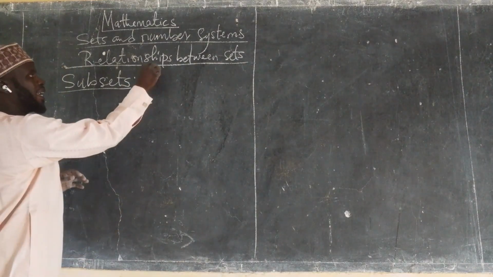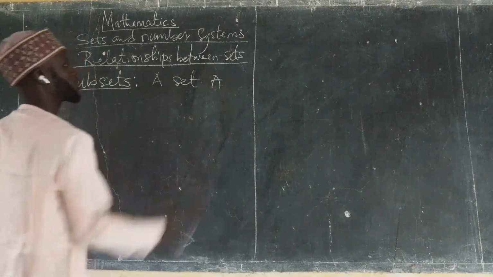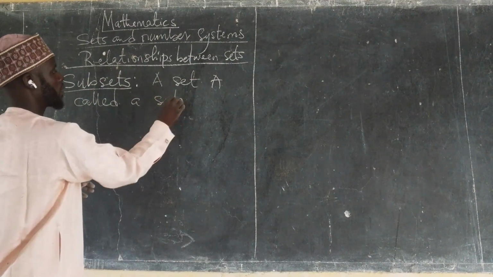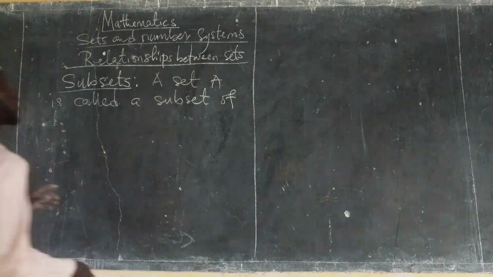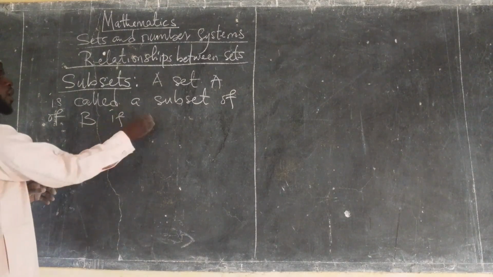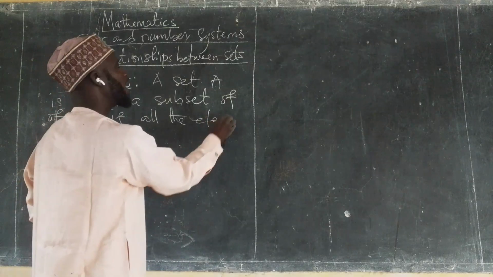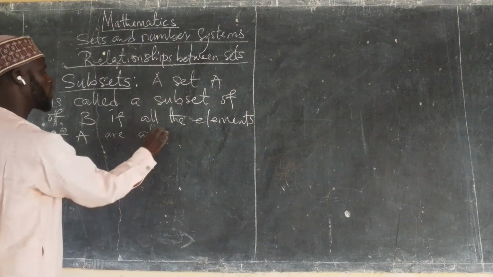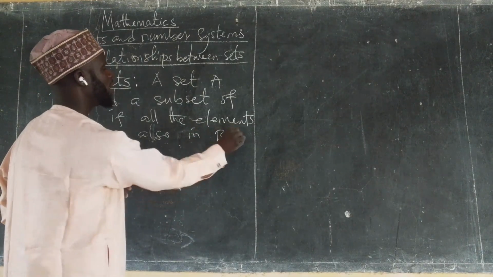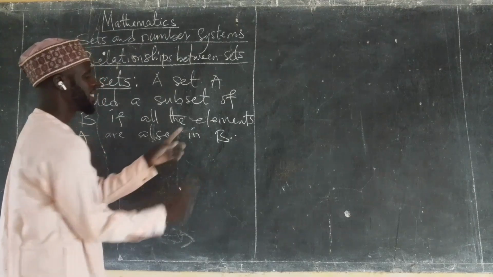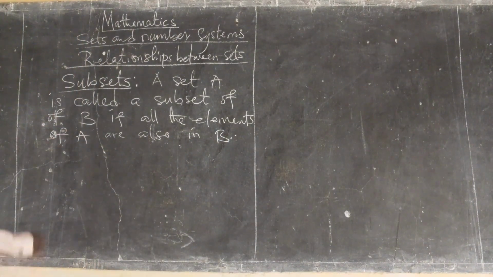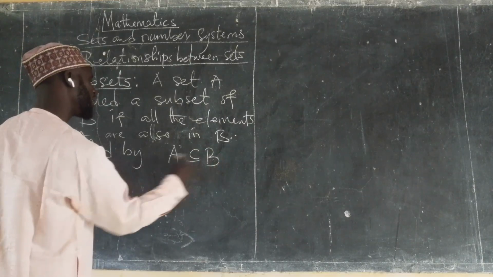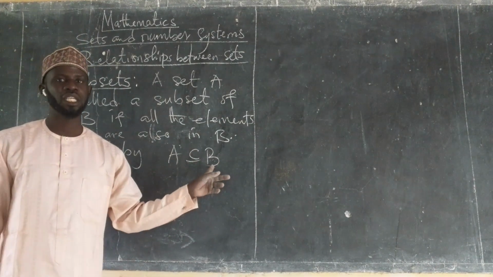A set A is called a subset of another set B if all the elements of A are also in B. Meaning all the elements of A are in B, then we say A is a subset of B. It is denoted by A is a subset of B, meaning every element of A can be found in B.